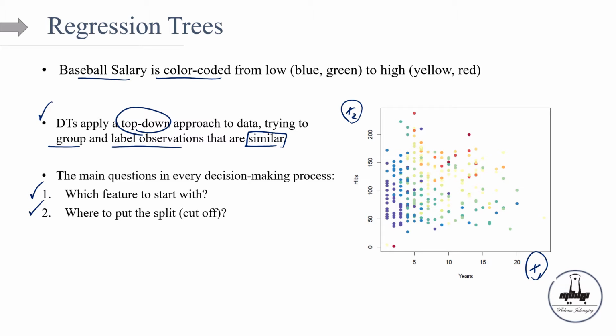So maybe you say, let's start with years, right? If you start with years, years is going to be a better feature to start with. Where do you put the split? Maybe around 5, right? 4 something, 5. So anything to the left, you're visually satisfied, but we know what the decision tree criterion for regression is, right? If you watched the previous video, we look at MSE or RSS.